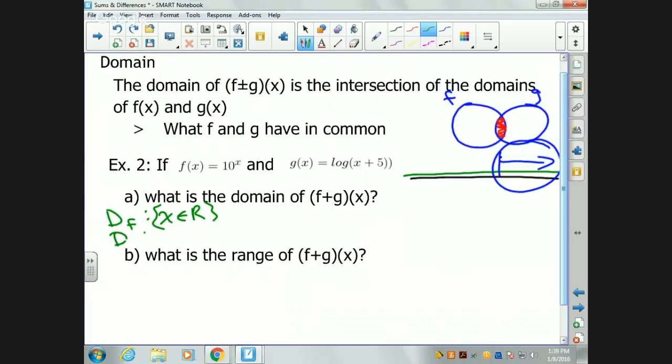Wait, why is it 1 over 10? Because you flip it so it's positive from the 1 to the bottom. 10 to the negative 1 is the same as 1 over 10 to the 1. The exponent becomes positive.